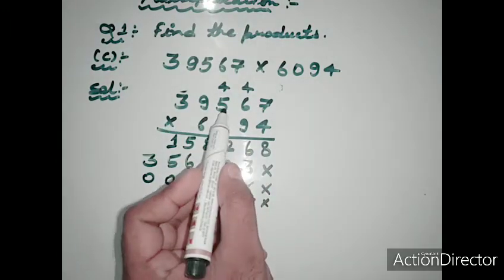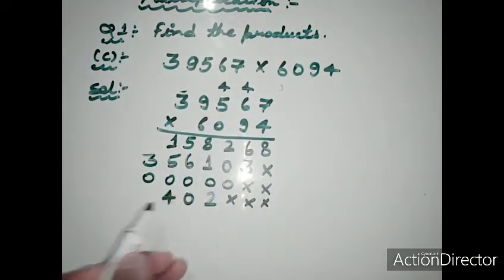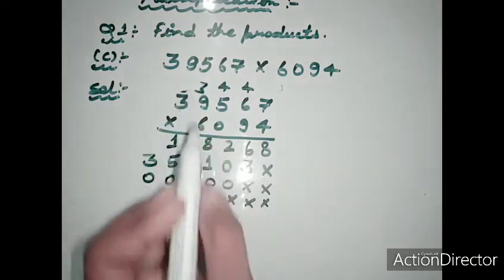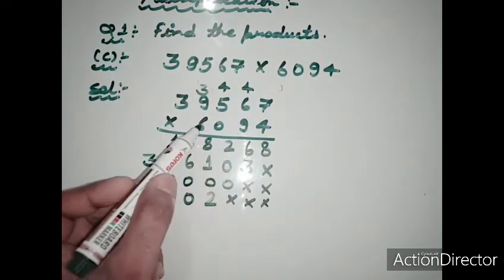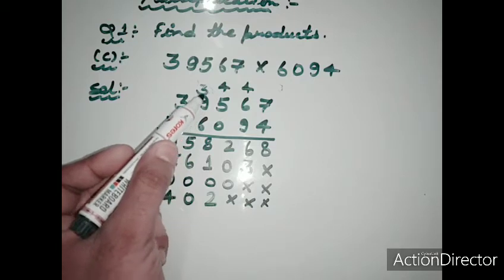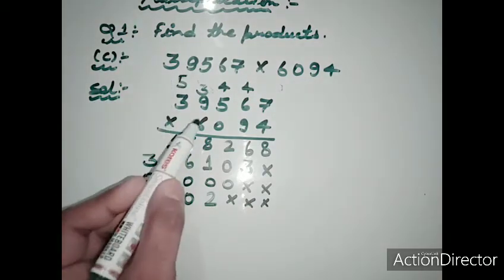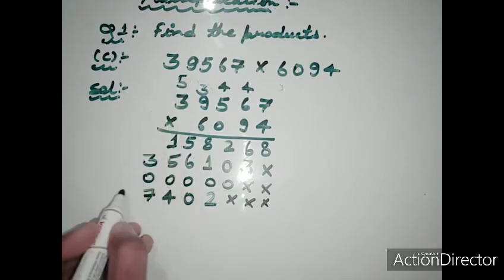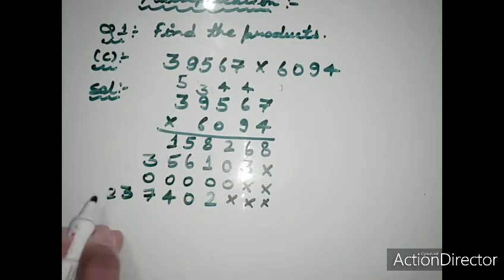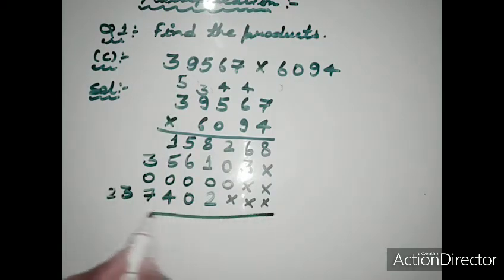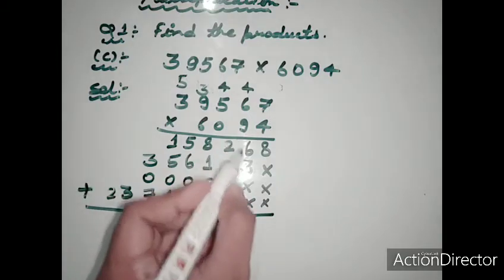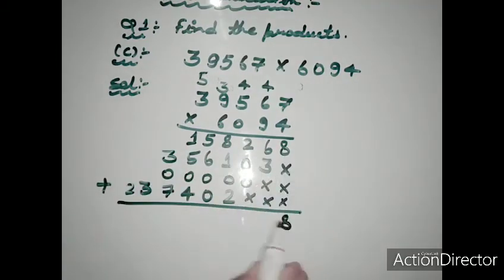6 5s are 30 plus 4 is 34, 4 and 3 carry here. Then 6 9s are 54, 54 plus 3 is 57, 7 and 5 carry here. Now 6 3s are 18, 18 plus 5 is 23. So now students, after that we add all these numbers. So here we write 8 as it is here.